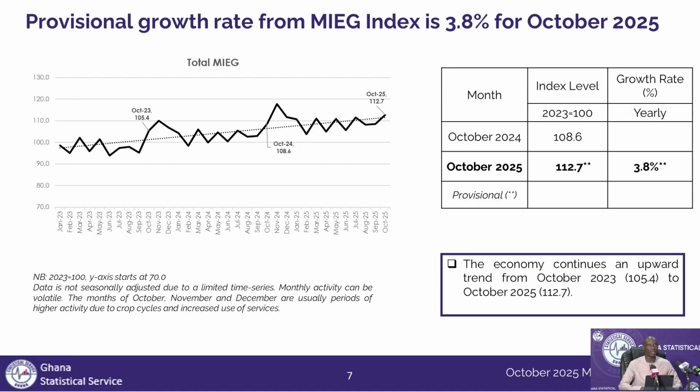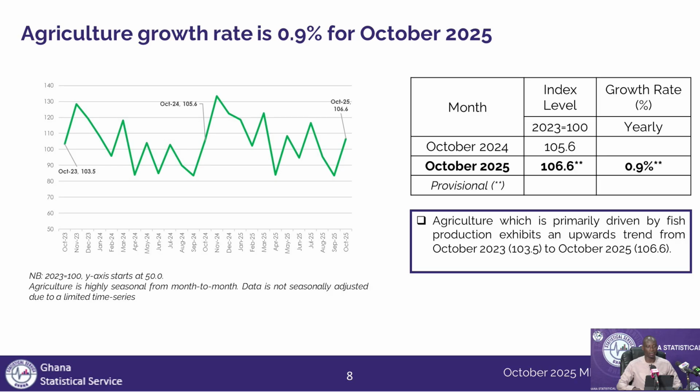Now, let me take you to the sectoral growth performance. And let's begin with agriculture. Agriculture recorded a growth rate of 0.9% in October 2025, compared to 2.1% in October 2024. This reflects continued, though modest, expansion in agricultural activity. The trend is largely driven by fish production, which plays a significant role in monthly agricultural output. It is important to remember that agriculture is highly seasonal, especially towards the end of the year.